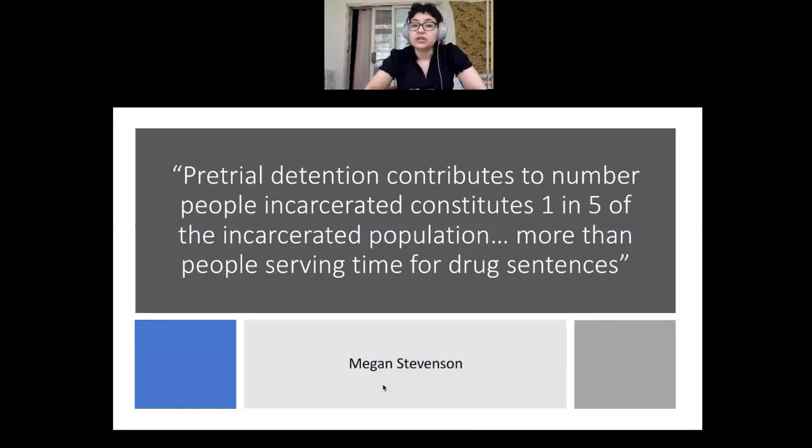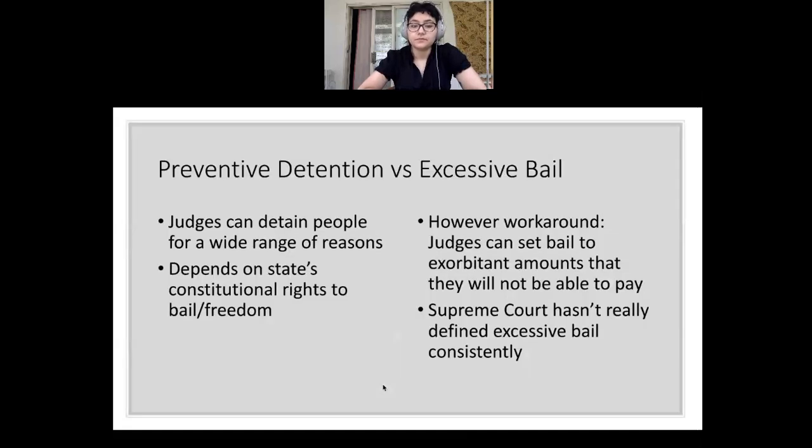And so Megan Stevenson had a good quote that pretrial detention contributes to the number of people incarcerated. It constitutes 1 in 5 of the entire incarcerated population. That includes prisons as well. And that's more people than are serving time for drug sentences. So it does contribute a lot to people who are currently incarcerated. They have shorter stints in jail, but they are incarcerated prior to ever being convicted.